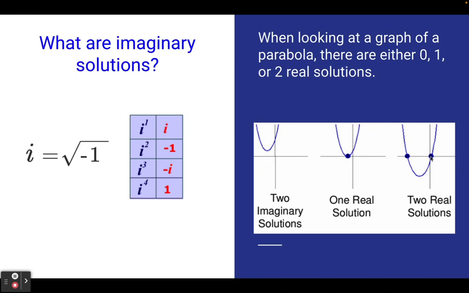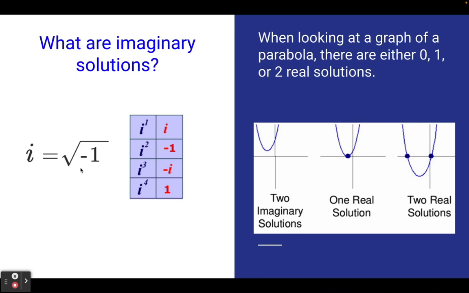And if you'll notice right here, if it crosses 2 times, if it dips below, then there's 2 real solutions. If it just hits it once, there's 1 real solution. Well, what happens when it doesn't cross the x-axis at all and it's above that? What happens with that quadratic equation? Well, those are 2 imaginary solutions.